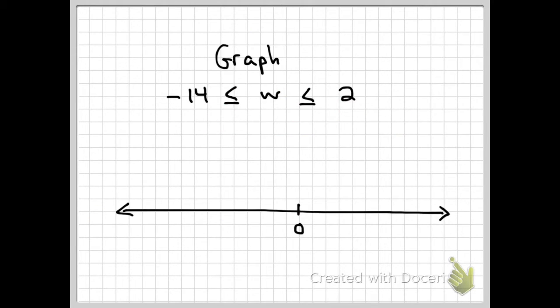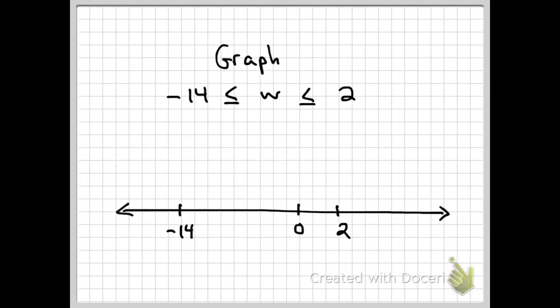Okay, now what they want us to do is take this sentence here, this inequality sentence. This is also known as a compound inequality because it's two inequalities in one. We know that 2 is to the right of the 0. It doesn't have to be exact, at least that's not what I require with my kids. And then -14, if you want to make it somewhat accurate, it's going to be over here.